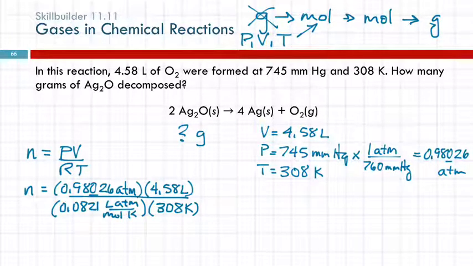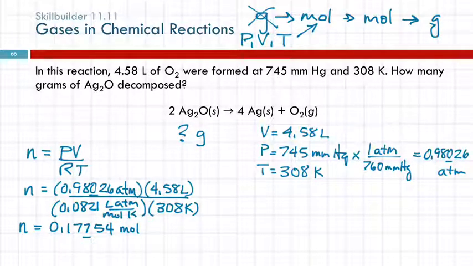So 0.98026 times 4.58 divided by, if you want to multiply those in the denominator, make sure you use parentheses. So divided by 0.0821 and divided by 308. And so we end up with 0.177, there's our 3 sig figs, 54 moles. Moles of what? Moles of oxygen. Did you get that number from your calculator? Good. So now we have moles, we can jump into moles to grams.